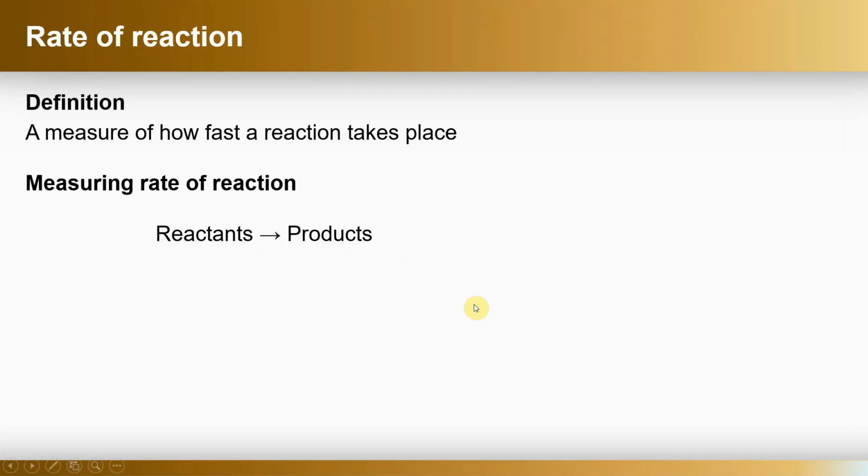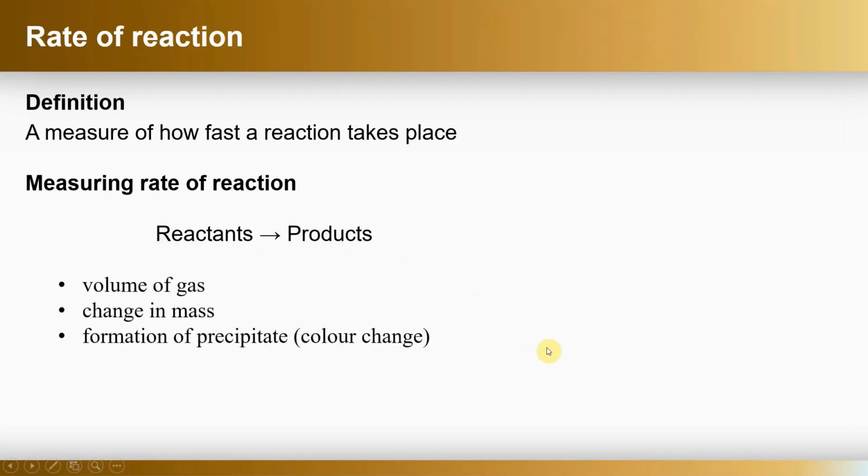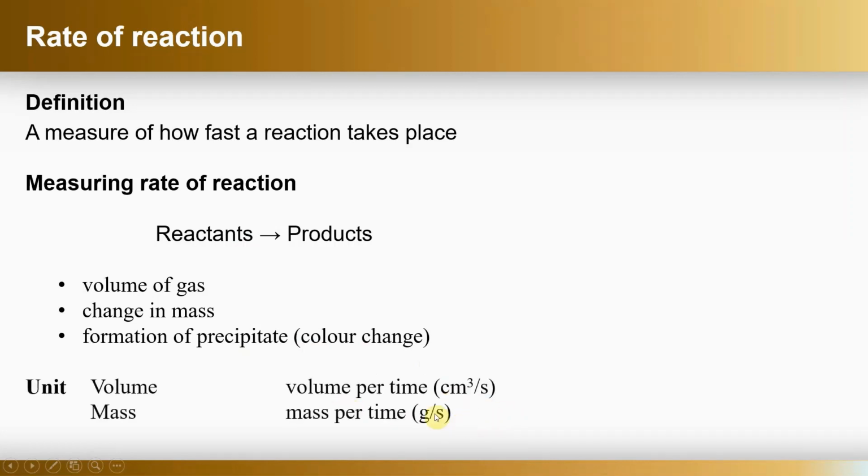So there are a few aspects to look at, and there are a few quantities that we can measure: volume of gas produced, change in mass, usually for reactants, and the formation of precipitate, which will give us color change. Right? So based on these three quantities, we have different units for rate of reaction. For volume, it will be volume per time. For mass, it will be mass per time. If it's for precipitate, there will be no units because color cannot be quantified, so it's just per time.